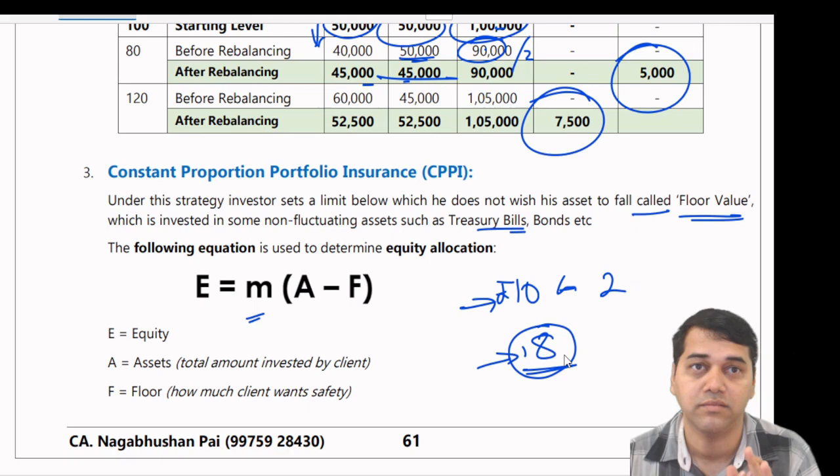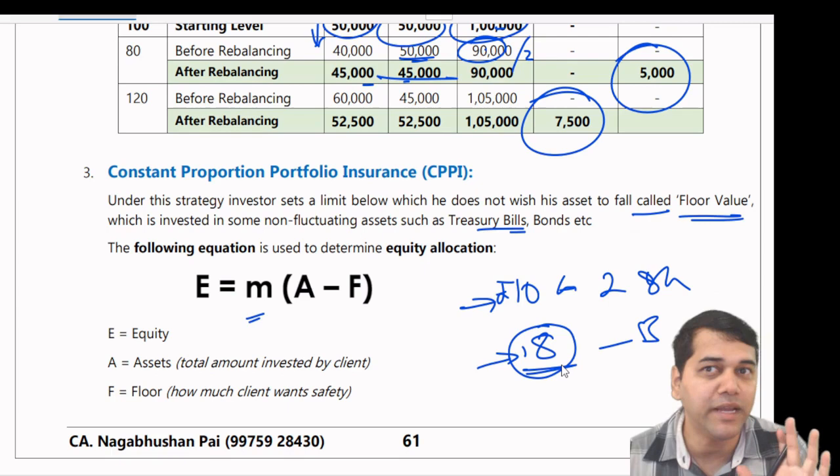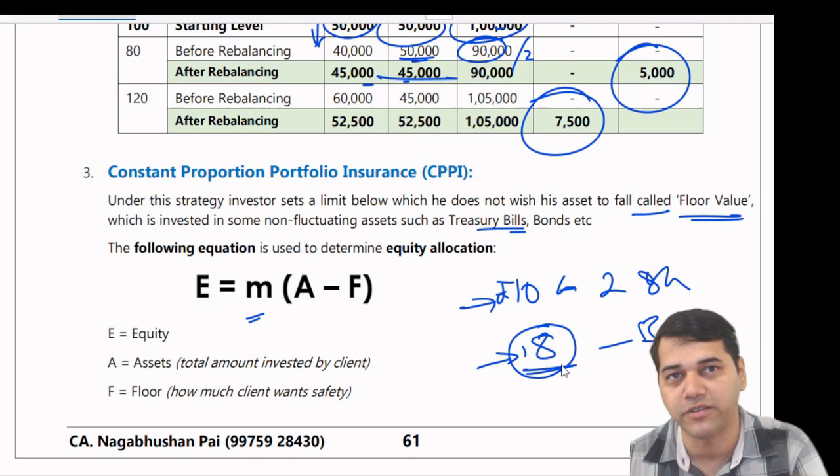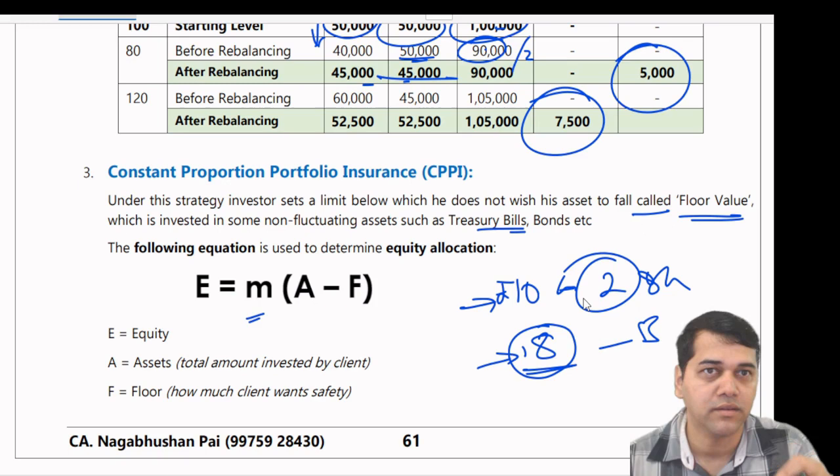Then you say, sir, I will invest 8 lakh rupees in bonds, 2 lakh rupees in shares. Correct? Why? Because you want to keep his 8 lakh rupees safe. 2 lakh he told you to take risk. But tell me one thing, students. If the market falls, will your entire 2 lakh erode in one day? It goes in a staggered manner. So by that time you can exit, no?